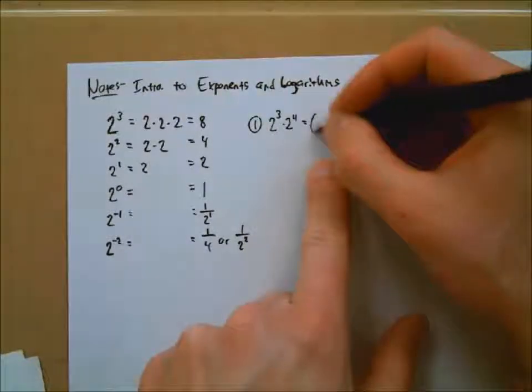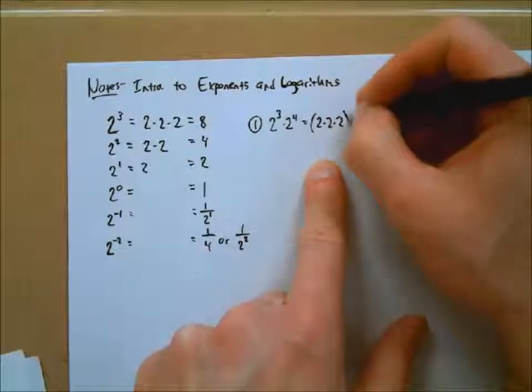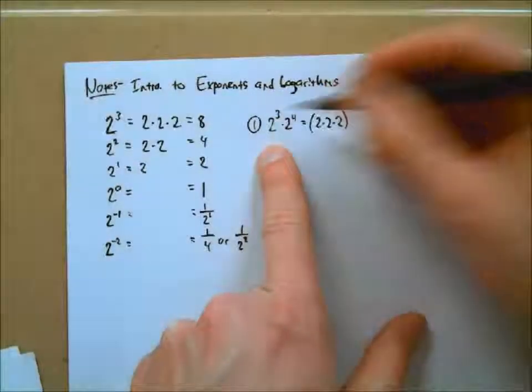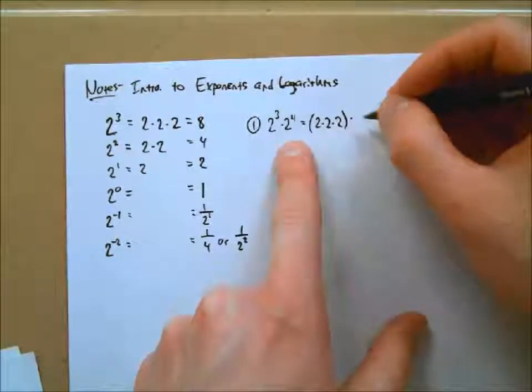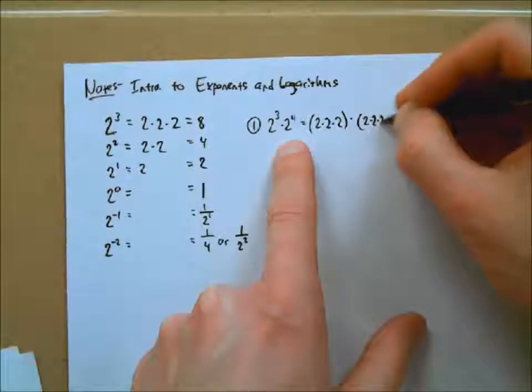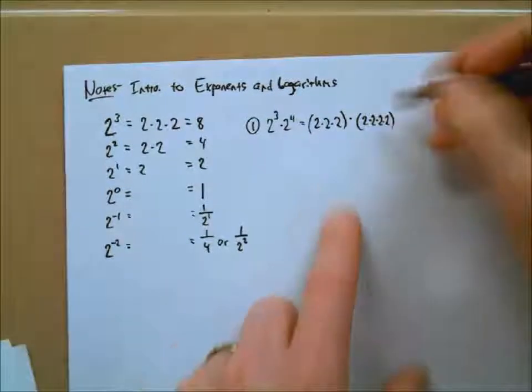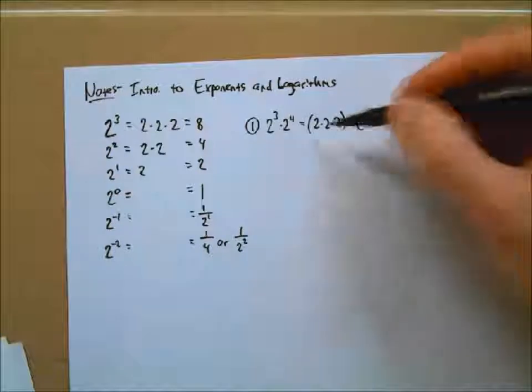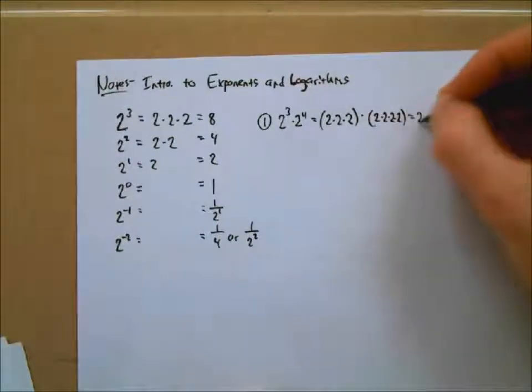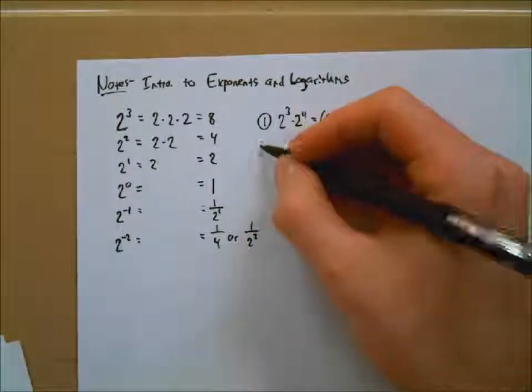Because, again, using our basic definition of exponents here, if I have 2 to the 3rd, that's 2 times 2 times 2, and I multiply that by 2 to the 4th, which is 2 times 2 times 2 times 2, like that. Well, it's all multiplication here, so I can just see there's 7 2s, so it gives me 2 to the 7th, right? It's pretty straightforward there.